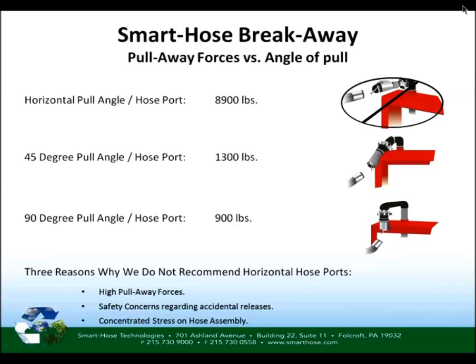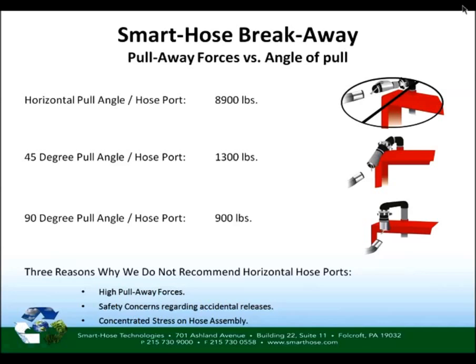So as I mentioned, your angle of pull determines your pull-away force. There are 3 reasons why we don't recommend horizontal hose ports. Obviously, the first one is the highway pull-away forces. 9,000 pounds, we really don't know whether the hose is still your weakest link. It can still be your hard piping, and we have no control over that. Which is why we recommend a 45-degree port.